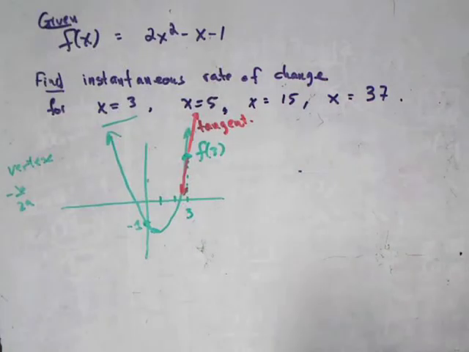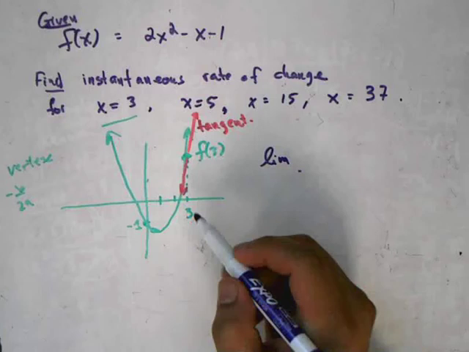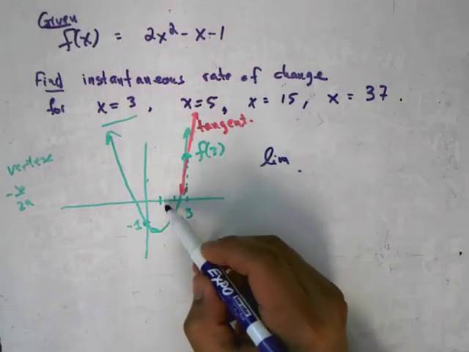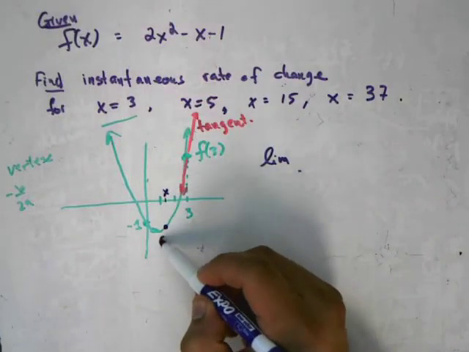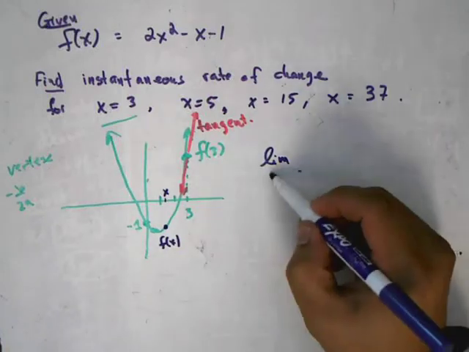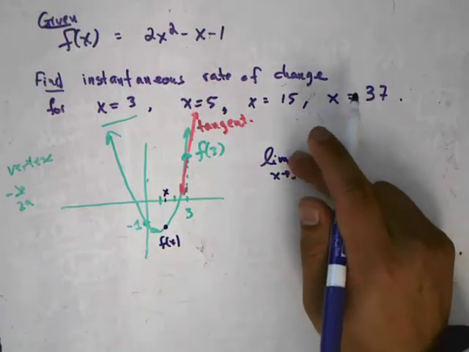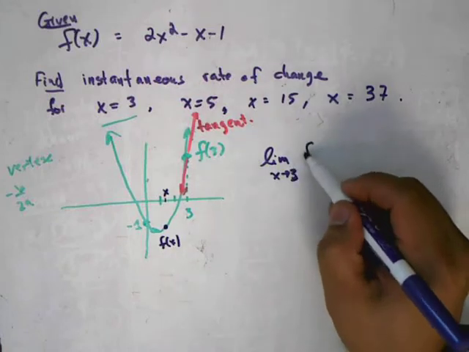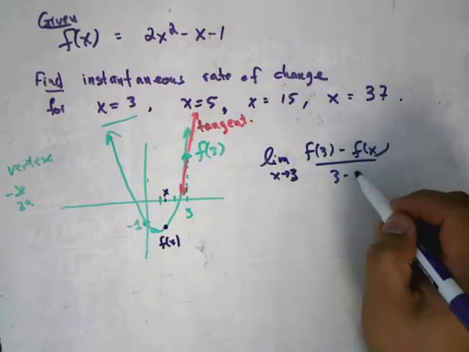Okay, so for x equals 3, this is the limit. It's of some generic point x. So let's say this point here is x, and this is f of x. So it's the limit as x approaches 3 of f of 3 minus f of x, divided by 3 minus x.